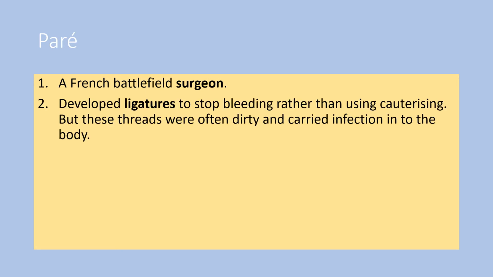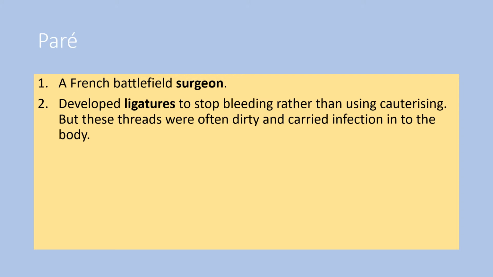Paré comes up with 3 key discoveries or inventions, if you will, during his time as a battlefield surgeon for the French army. The first one is he developed something called ligatures. Now ligatures are a silk thread that would be used to tie off blood vessels.